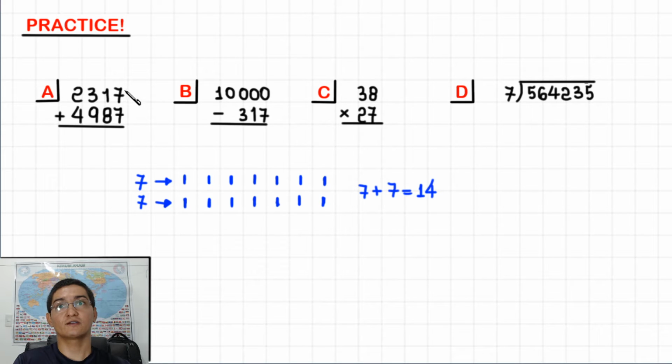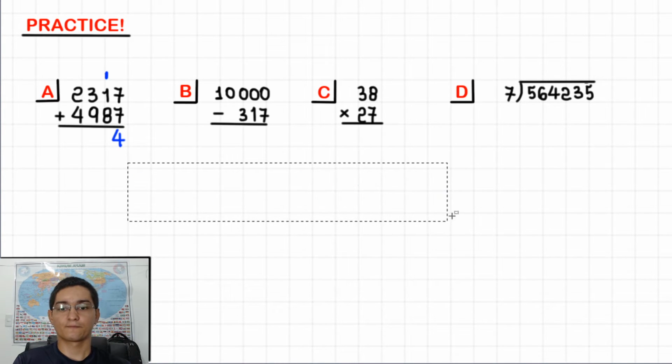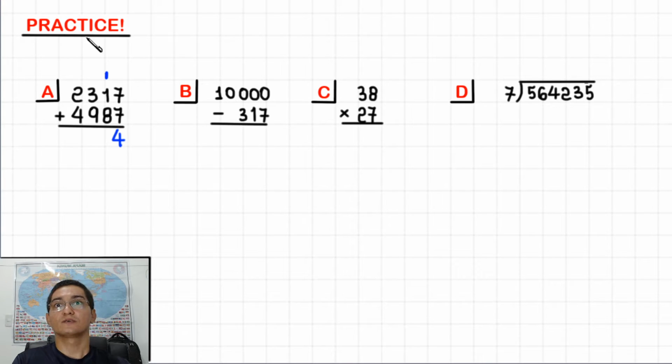That's what we have here in the ones place. 7 plus 7, that is 14. I write 4 from 14 here, and the 1 goes up here to the tens place. Let me erase this so that we can continue. Here in the tens place we have 1 plus 1 plus 8. 1 plus 1 equals 2. And 2 plus 8 equals 10, am I right? So 10. I write 0 from 10 here, and the 1 goes up here.